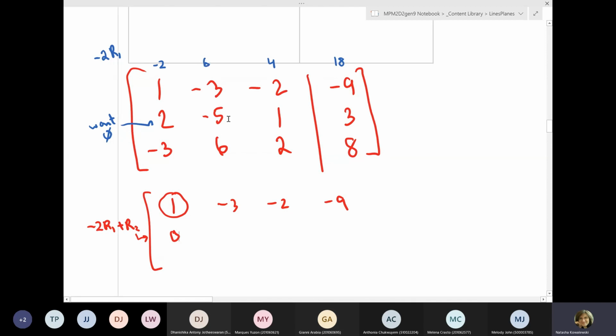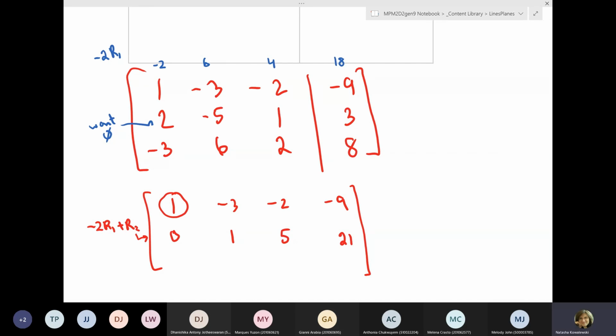The 6 right here with -5 added is 1. Then 4 added with this one is 5. Then 18 added with this 3 is 21. Check my work, guys. If I mess up, it's going to be really sad, because it's really hard to locate your mistake with just numbers here. Any questions so far?